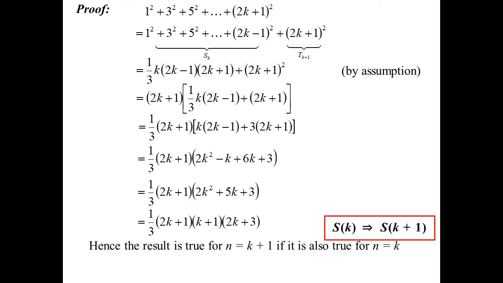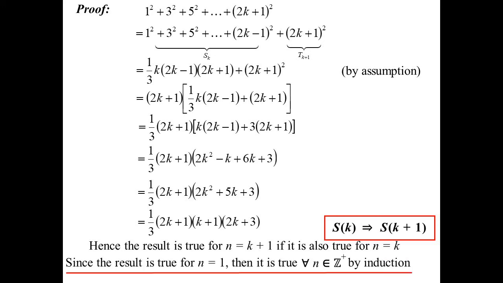So what I've just done there is shown that if I've got sum of k, I can get sum of k plus 1. Now we tie it together. Well, hang on, we proved it was true for 1. So if it's true for 1, it's going to be true for 1 plus 1.